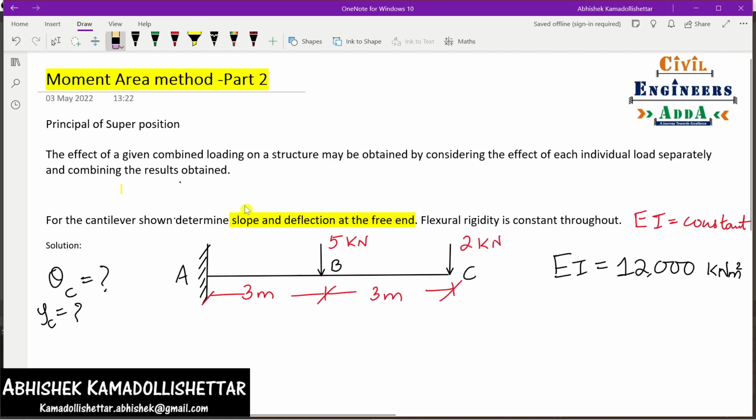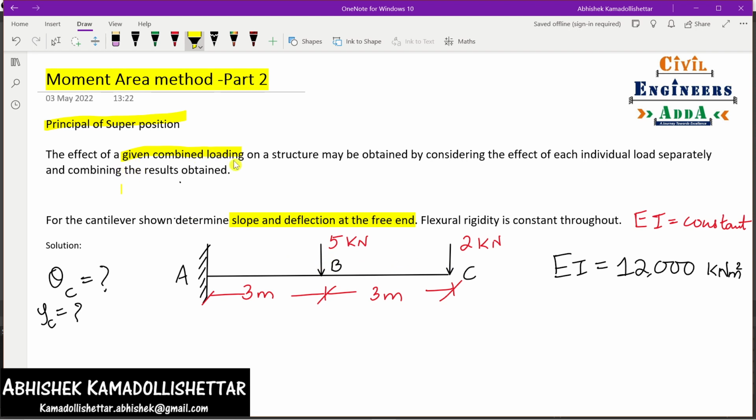So today we are going to see the second part of the moment area method, where I am going to introduce the principle of superposition. So what is the principle of superposition? Here, the effect of the given combined loading. So, if there is a combined load, with two or more loads given, suppose in the same problem you can explain there are 2 point loads here.